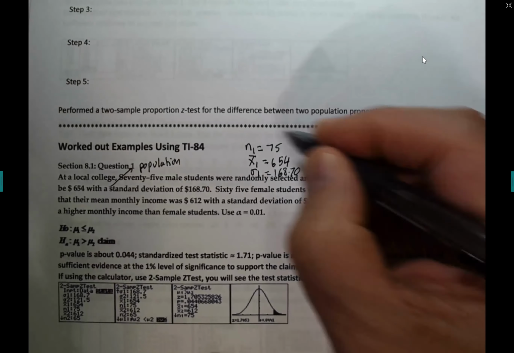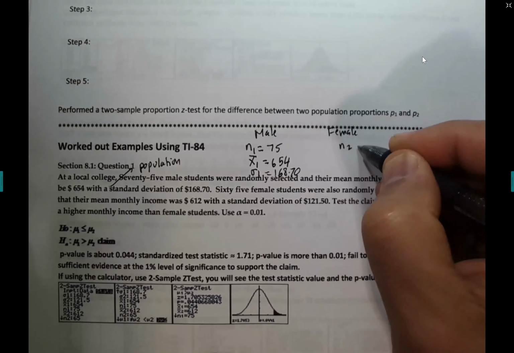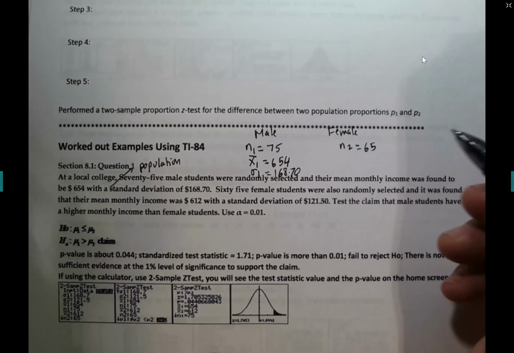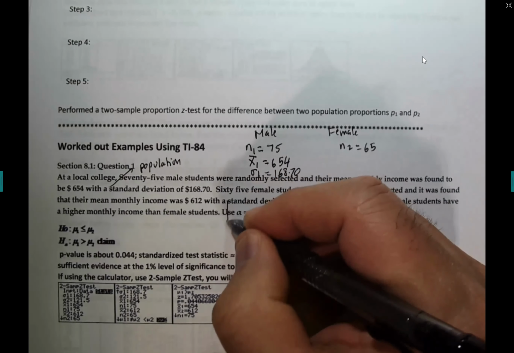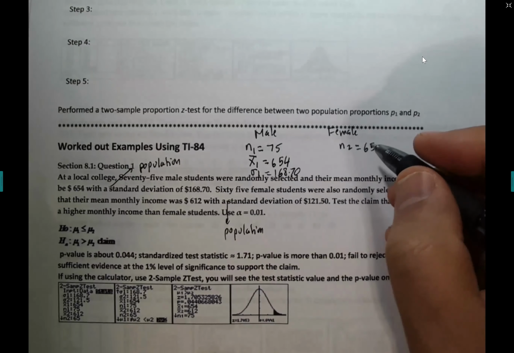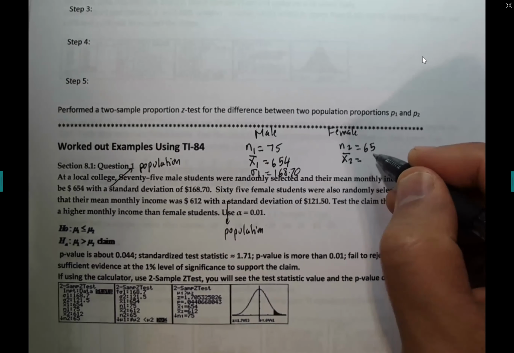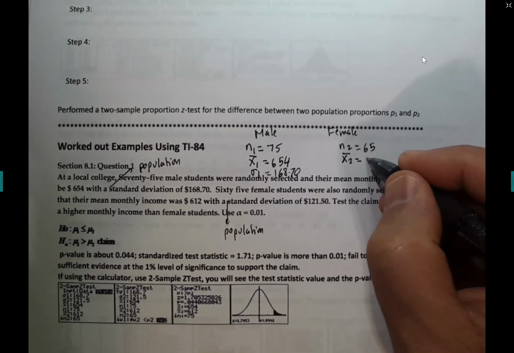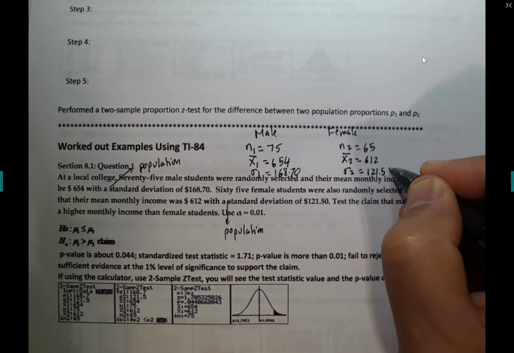168.70. 65 female students were also randomly selected. So that's N2. So we're comparing male and female, guys. And that's female here, so N2 is 65. It was found that their monthly income was 612 with a population standard deviation of 121.50. So X2 bar is the mean, 612. And sigma 2 is 121.50.